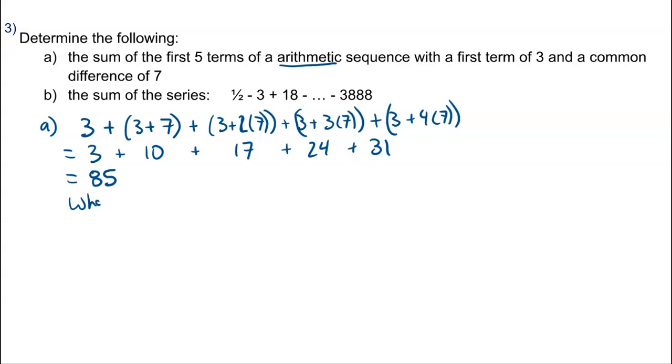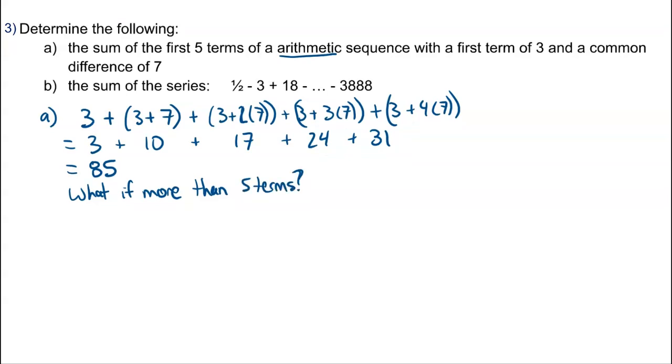Now that seems all simple, but what if I was to ask you for the first 100 terms of that arithmetic sequence? That's going to take you a lot longer to do. So if there were more than 5 terms, what should we do? So let's have a look at that now.